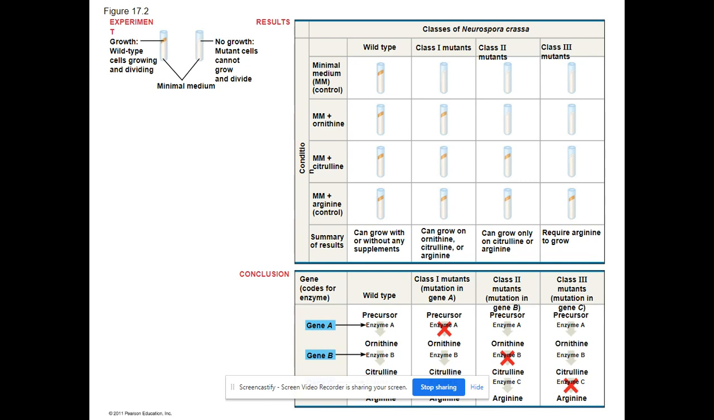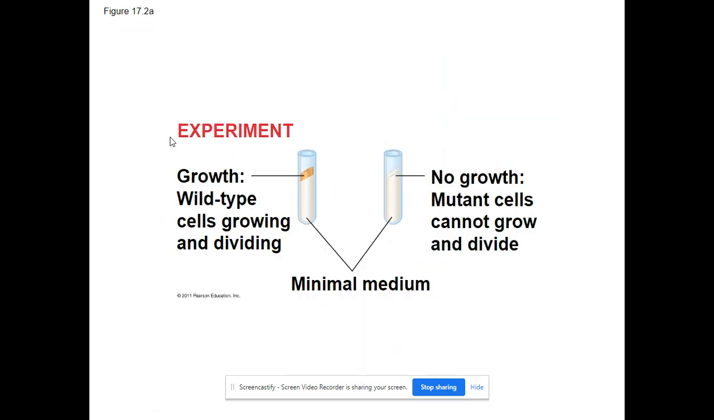So this was their experiment. Here, they grew the three different types of mutants, and they discovered that those different genes could only affect that specific enzyme.